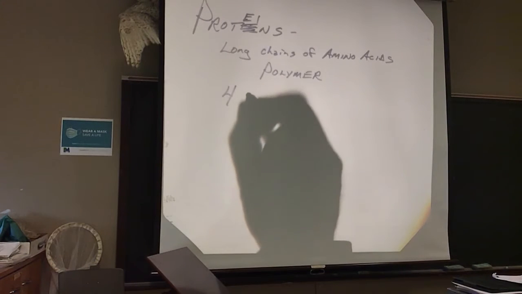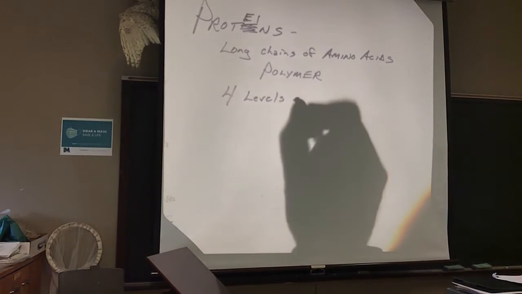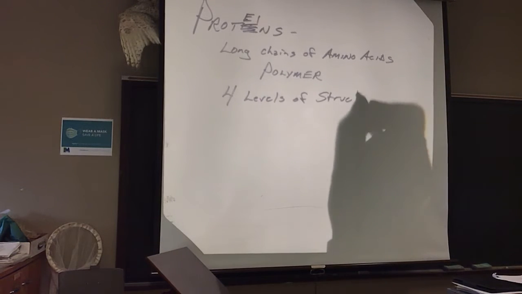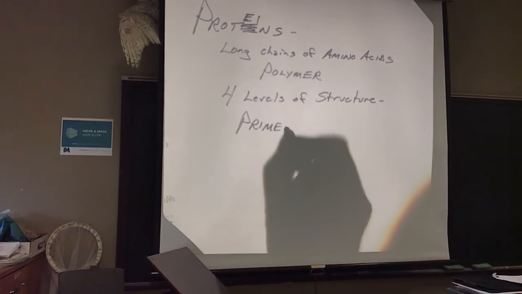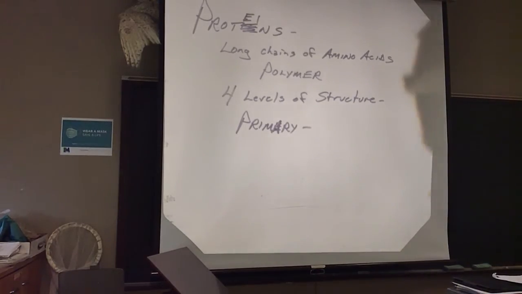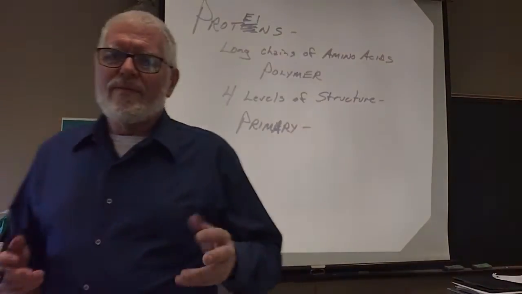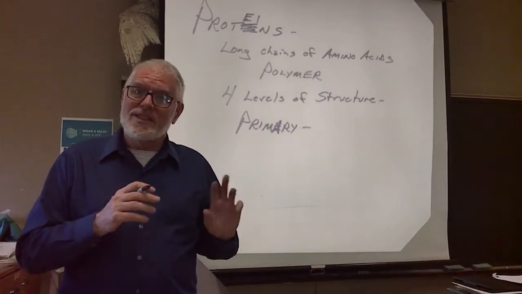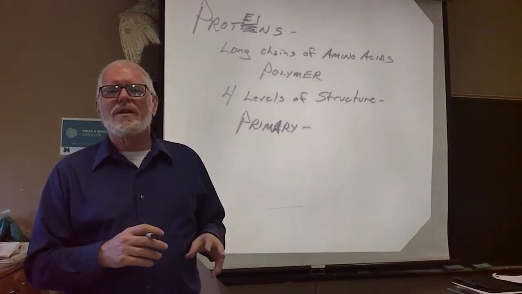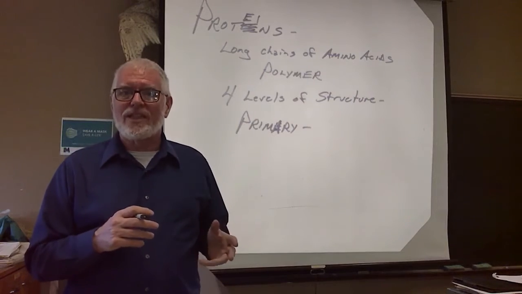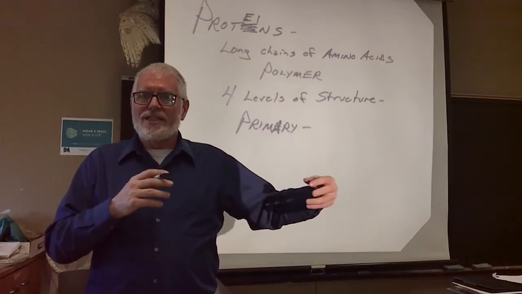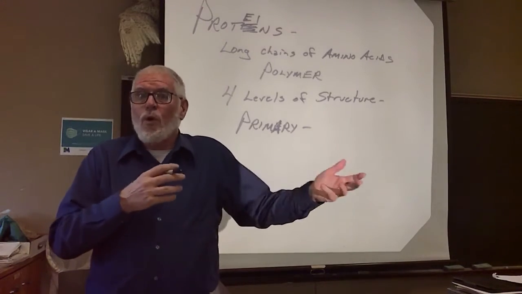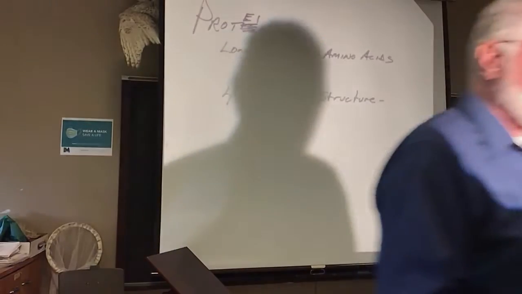These things have 4 levels of structure. They have primary, secondary, tertiary, and quaternary. Whoops, boy, I can't spell today. Well, they have primary, secondary, and tertiary. Some of them have quaternary, some of them don't. So the 4 levels don't apply to every single protein. Primary is simple. Amino acids are stuck in a chain. That chain has an order to it of amino acids.